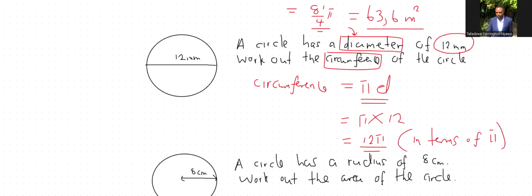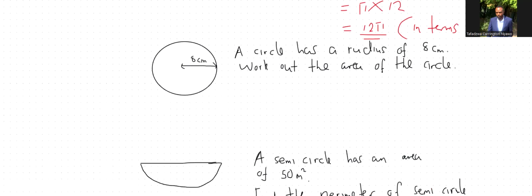Now we are moving on to the next question, which happens to be this one. This one now says a circle has a radius of 8 centimeters. I come here and circle radius of 8 centimeters. Work out the area of the circle. So I'm going to use the formula for the area of the circle. You should know this formula by heart now, which is very, very easy. It's pi r squared.